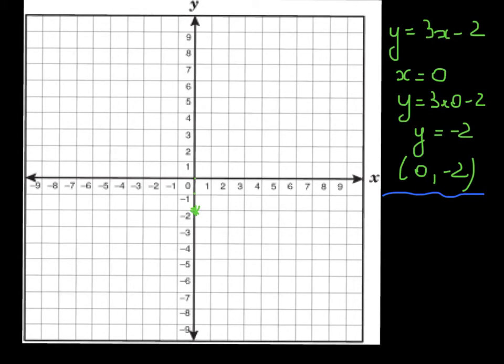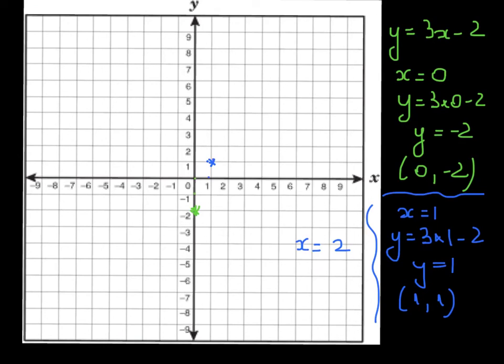Let us find another point. X equals 1, for example. Then y is 3x, so 3 times 1 minus 2. So y equals 1. So we have the point of coordinates 1, 1. X equals 1, y equals 1. So this is a point of coordinates 1, 1. Now we could stop and draw the line, but I will continue so that I'm sure that I have these 2 points correct. The third should be on the same line with these 2.